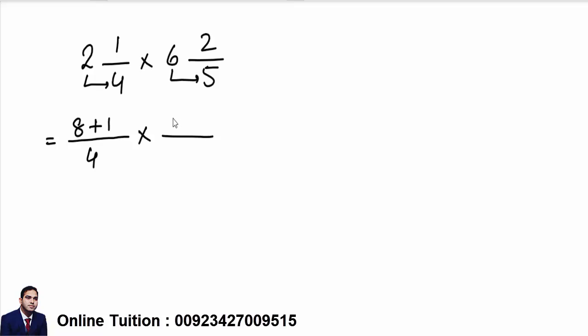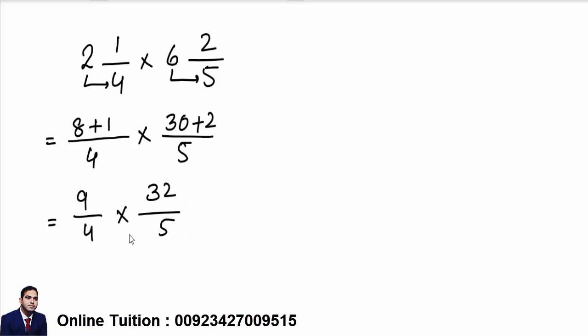Multiply sign. 6 multiply 5. This is 30 plus 2. 6 5s are 30 plus 2 over 5. Now this is 9 over 4. Multiply. This is 32 over 5.